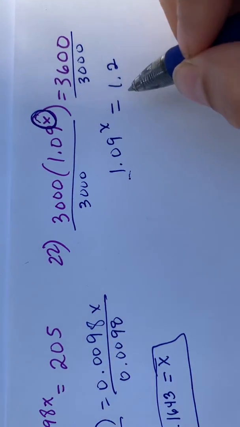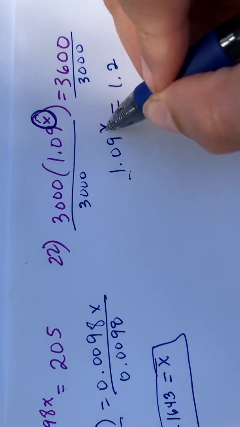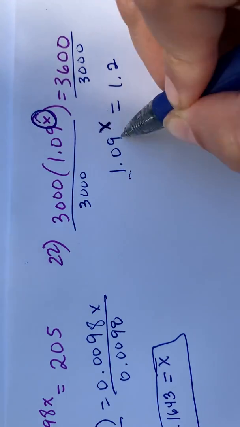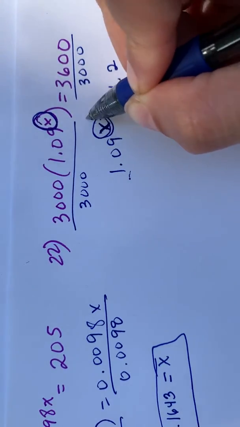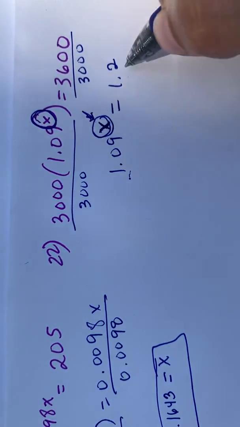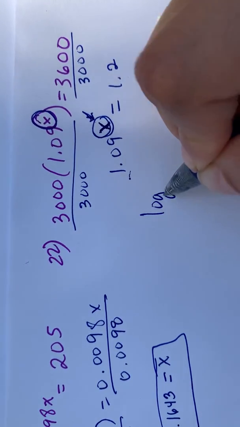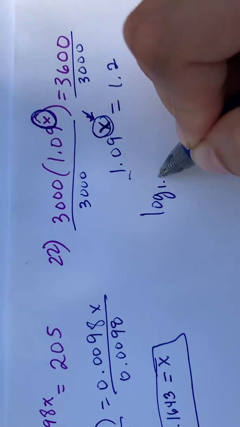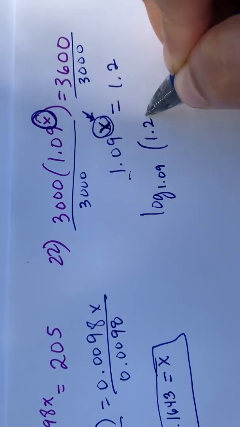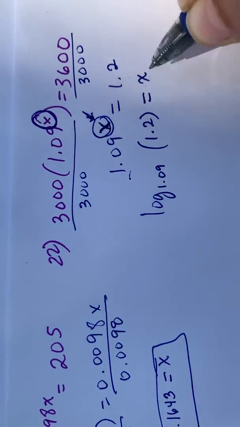As tempting as it is to divide by 1.09, it's not possible because remember, this isn't a multiplier, this is an exponent. So what's the only way to free an exponent? Rewrite it in logarithmic form. So this is log, but my base is now 1.09 of 1.2 is equal to x.